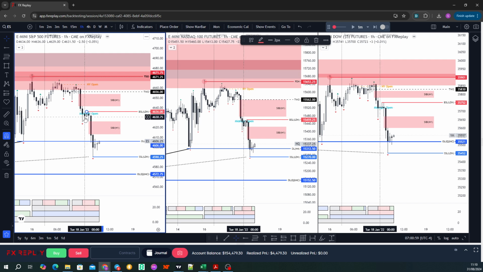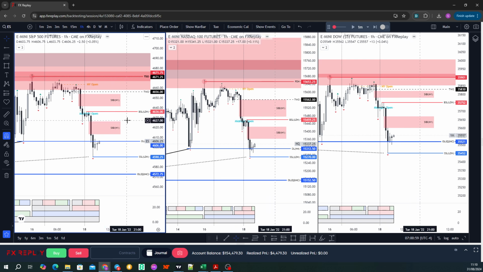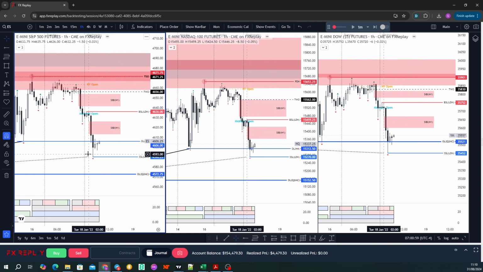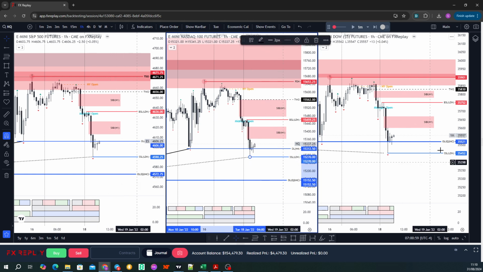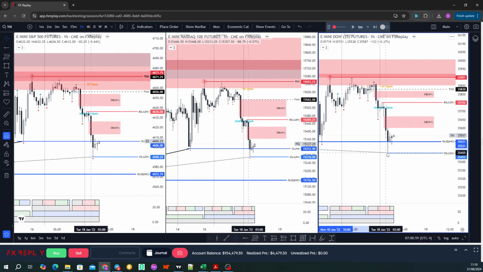So what we've got, that is 36, 36, 5. All right, so that's what we're working with. Potentially, if price was to run below the SSL London, and then trade back up and close, that in itself could result in a potential trade idea.